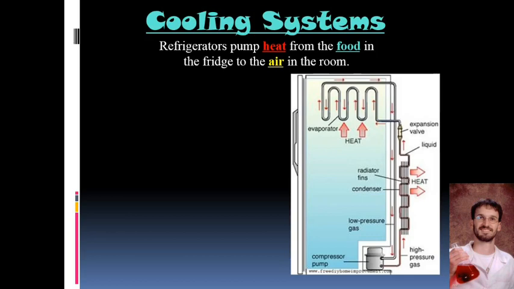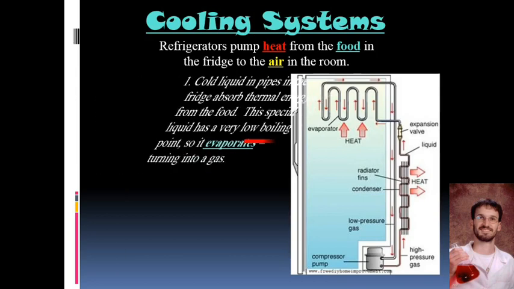Refrigerators work by pumping the heat found in your food. You usually don't think of heat being found in your food, except if it's not hot enough when you're eating it. But all of your food, just like you, has a heat level inside of it. And the refrigerator pumps that heat from the food inside the fridge into the air of the room. So what a refrigerator does is actually pump heat out into the room outside.